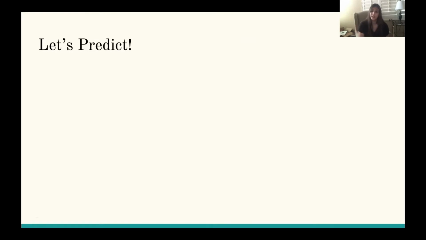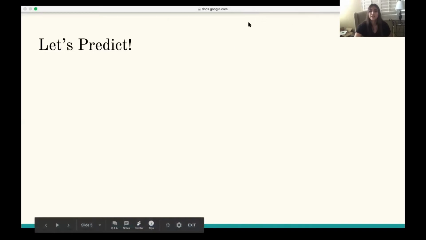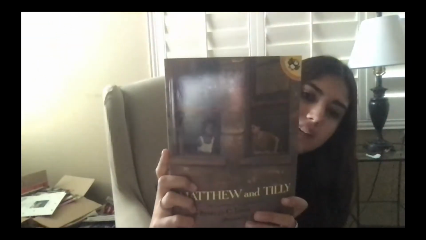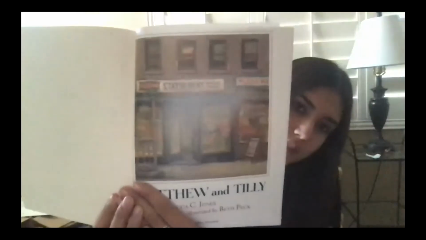So what we're going to do again is go through and you're going to make guesses what is happening in the story based on the illustrations. So let me go ahead and put the screen on me. Hello? So Matthew and Tilly. That's the first illustration. Go ahead and write down what you're seeing. Any predictions? Pause the video if it's going too fast. Remember, we're not reading.